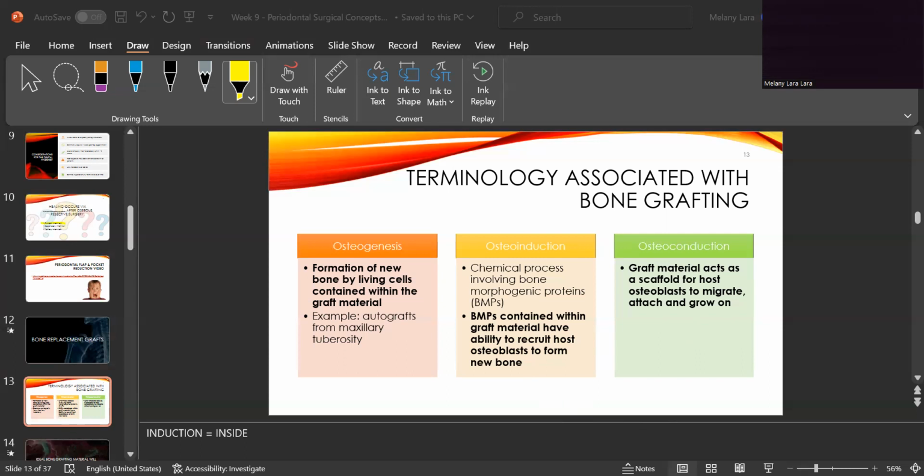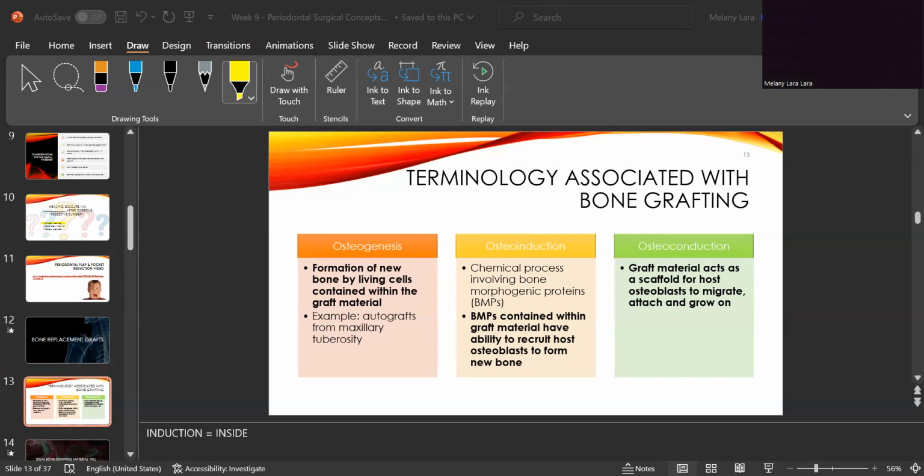Now, the ideal bone graft is going to have all three of those components. If we can have the living cells, we can have BMPs, and it acts as a scaffold, that's what we want. That's what we look for when we're talking about bone grafting materials. But most of the time, a lot of the different bone grafts will only have one or two of these components. There are some out there that have all three.